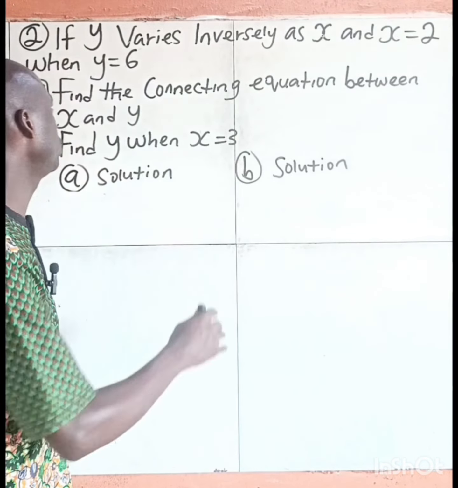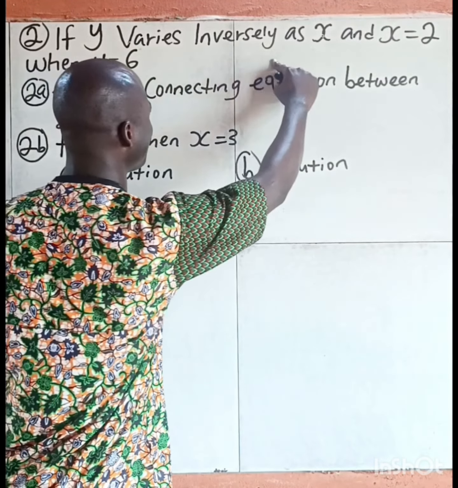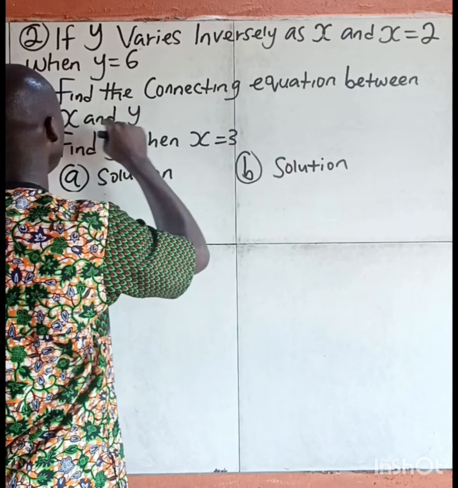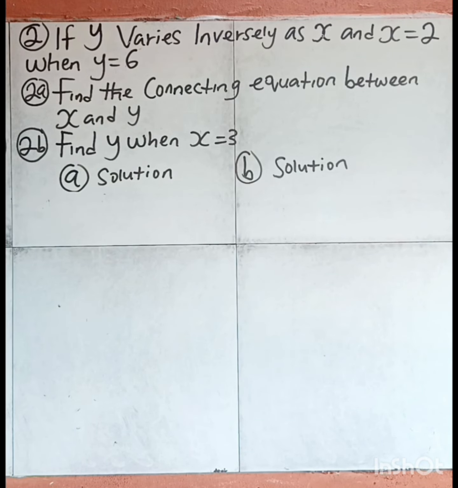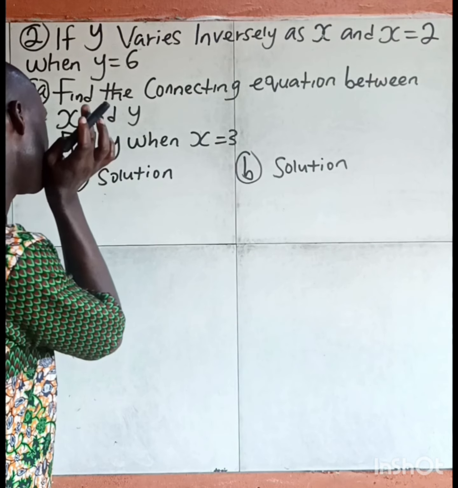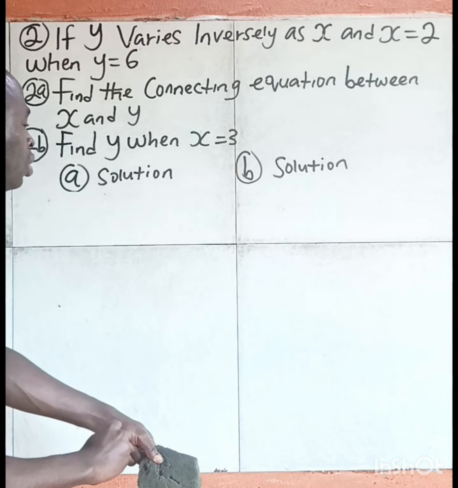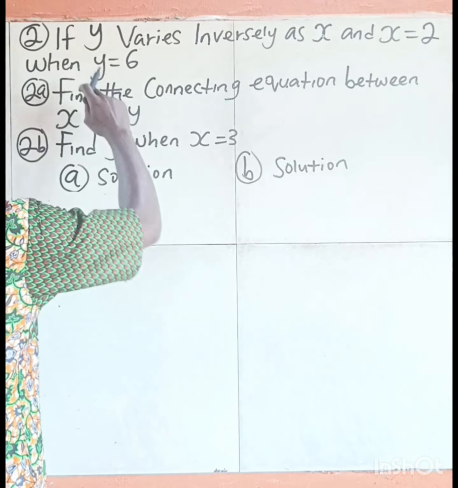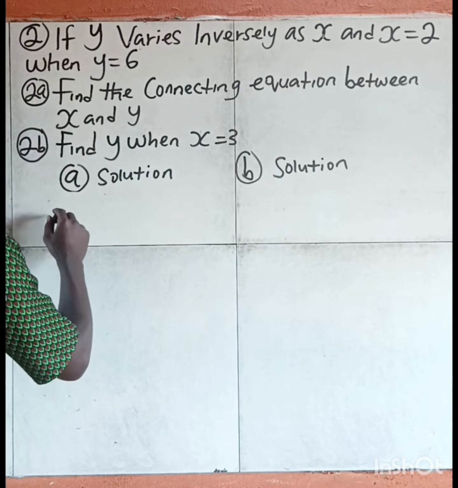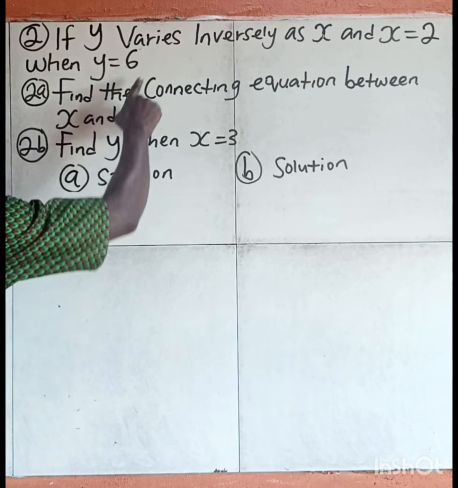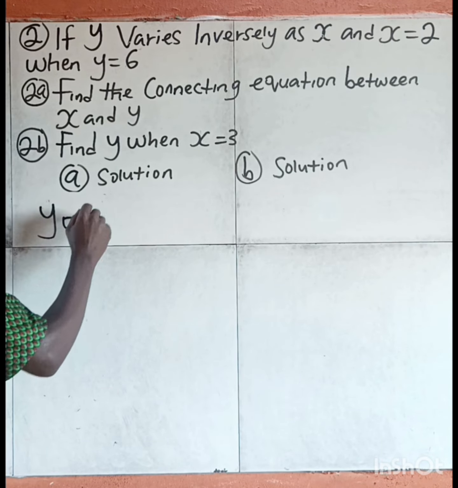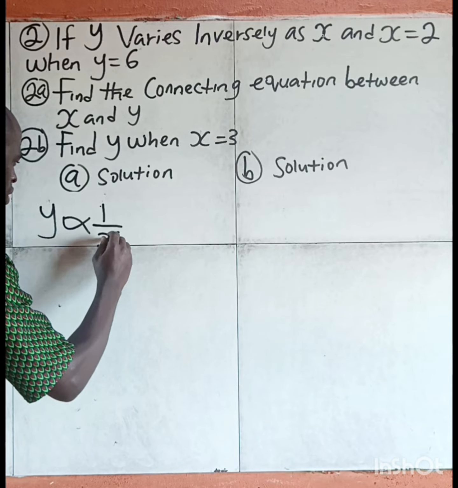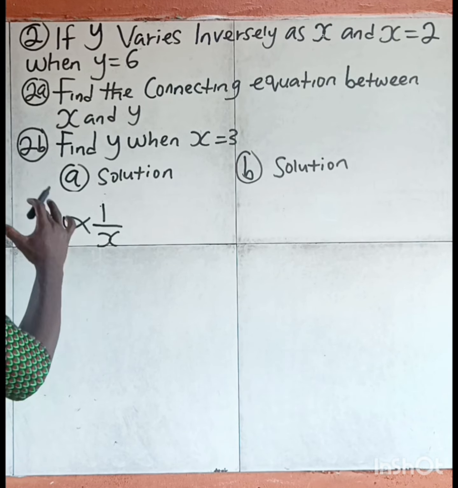Now, for problem 2, the question says, if y varies inversely as x and x equals 2 when y equals 6, find the connecting equation between x and y. At this stage, what you're going to do is very, very simple. Like I said earlier in question 1, you follow your question to generate your formula. So your question says if y, so we're going to start with y. Varies, so we put the symbol. Inversely as x. So you can clearly see the way we are following it step by step.